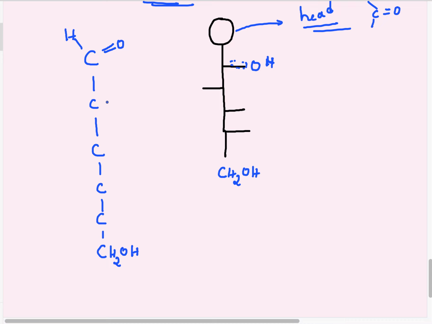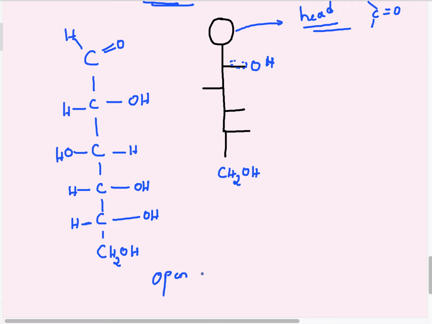Okay. Now on this side you can write OH, students. This side you can write OH, based on the skeleton shortcut. And this side you can write OH. This side you can write OH. Rest all hydrogens. That's it. How easy the structure is, right? Clear? This is the open chain structure of glucose.